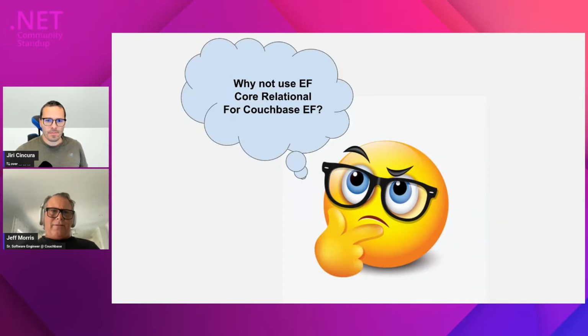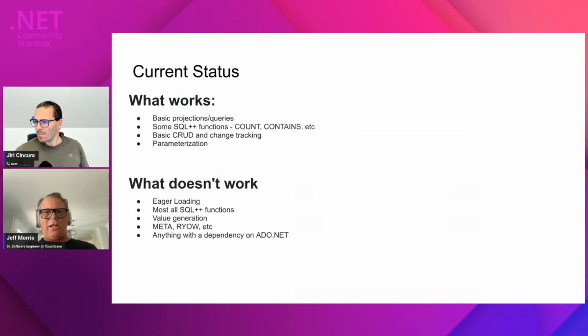So we came to this question: why do we want to use EF Core? Why don't we use Relational? We ended up using Relational, and it was good. We got basic projections, queries, and SQL++ functions. The dialect was slightly different, so we had to override a bunch of methods for count, contains, etc., and emit a dialect that worked with SQL++.